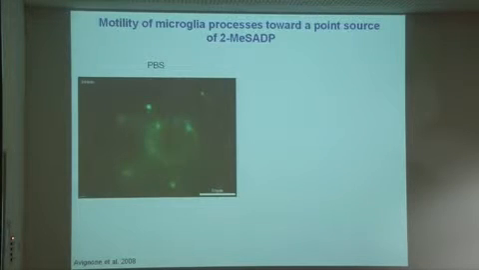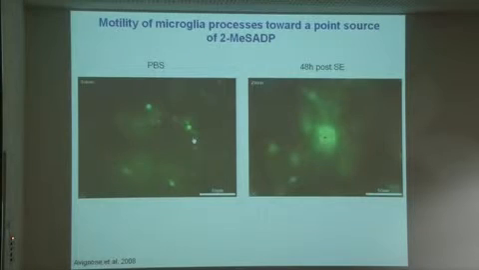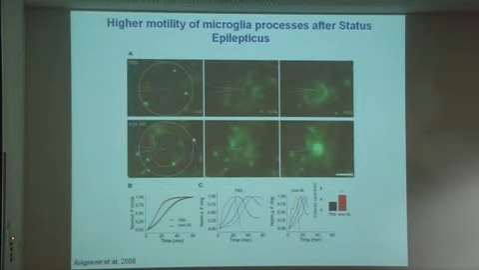Okay? So now if we do the same type of experiments in a slice from an epileptic animal, you see immediately that things are going faster. So first you notice that you have more microglial cells, and the migration of this wave of fluorescence toward the tip of the pipette is going faster. So we quantified this effect by comparing the change in fluorescence in the whole field of view and against the center. And this is this plot here.